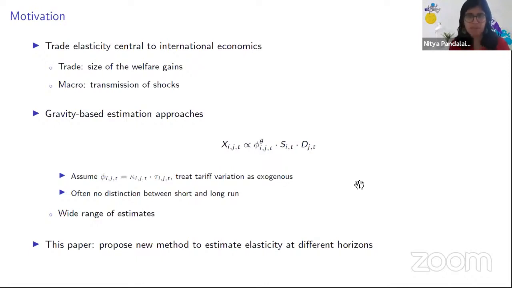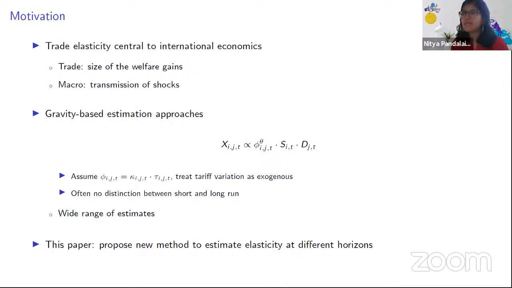And the second thing that often happens when estimating the gravity equation is that there's typically no distinction made between the short run and the long run. So whether the tariff variation being used was the result of a tariff change that occurred a year ago versus a decade ago, for instance. Perhaps as a result, there is a very wide range of estimates of the trade elasticity that come out of the gravity equation itself.